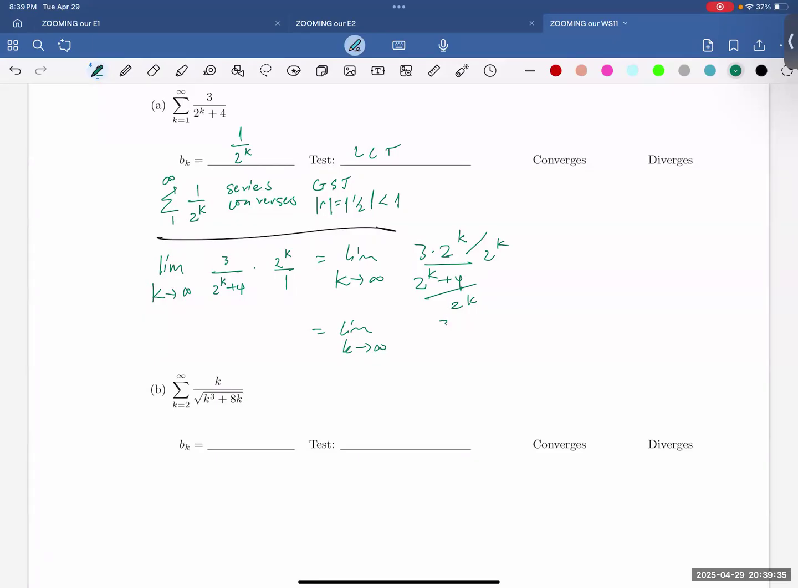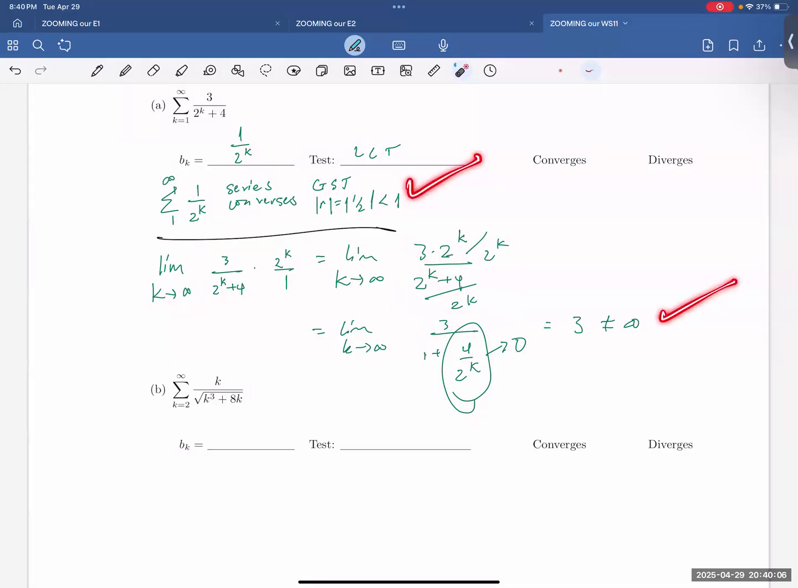And that's 3. The numerator would be 3. Denominator would be 1 plus 4 over 2 to the k. This 2 to the k over 2 to the k is 1. This piece, 4 over 2 to the k, goes to 0, and you get 3. So yeah, that's not infinite. So a couple things. We have a comparing series that converges. Our limit wasn't infinite, so our original series converges.